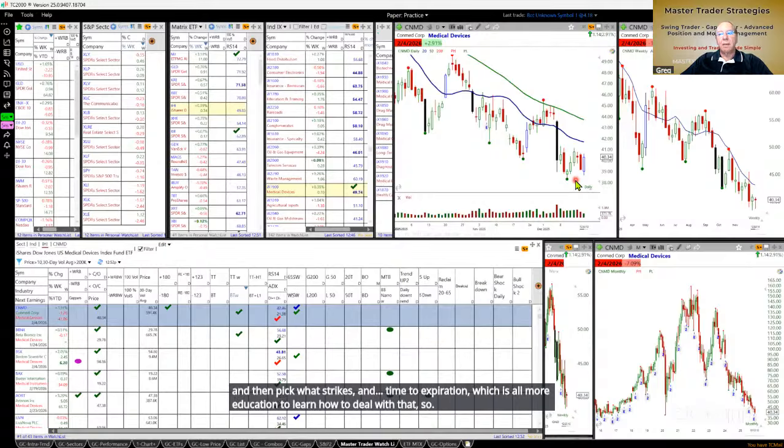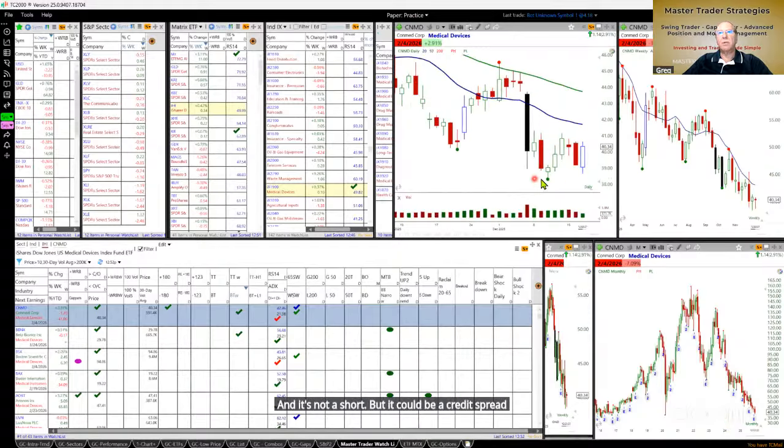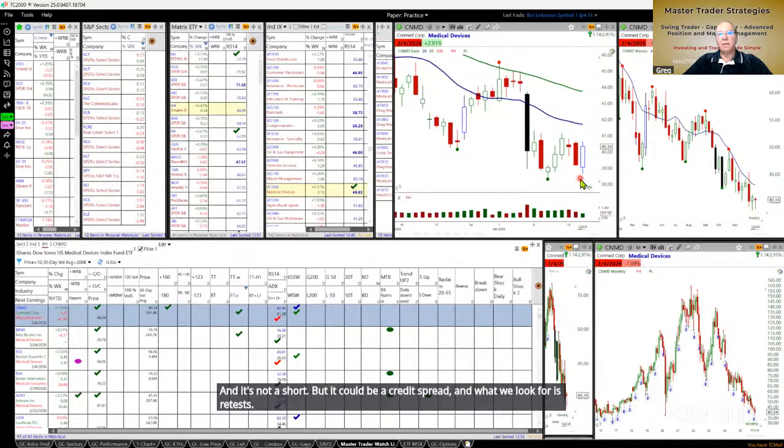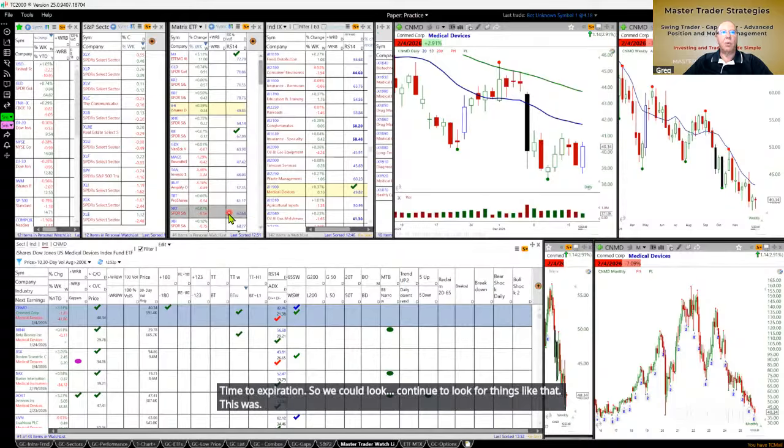So when we see something like this, that's down a lot, it's not a directional long and it's not a short, but it could be a credit spread. And what we look for is retests and reversals and ideally wide range bars, which support a bias that it's not going to go much lower. But could it go back lower? Yeah. Well, what credit spread, what strike, time to expiration. So we could continue to look for things like that. This was, again, the only one.